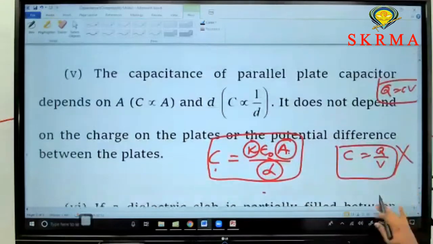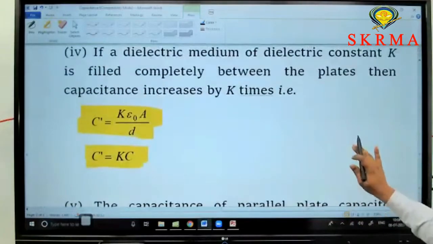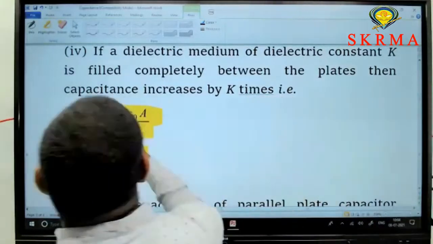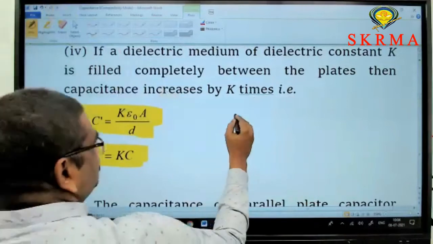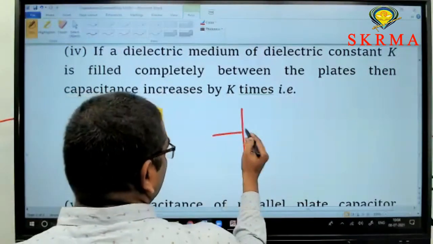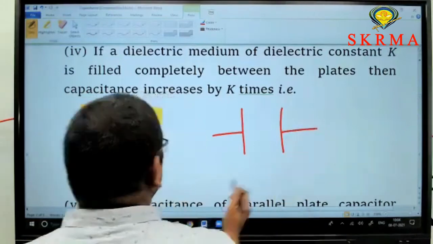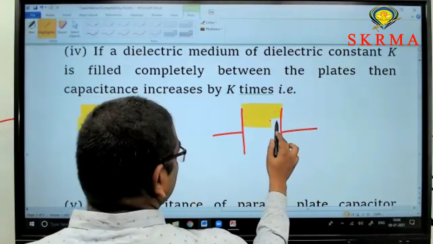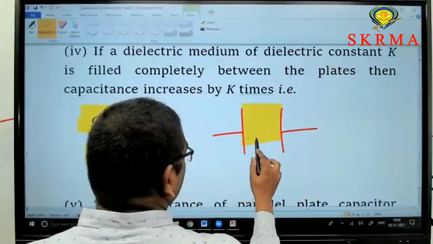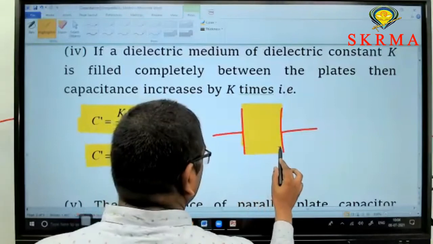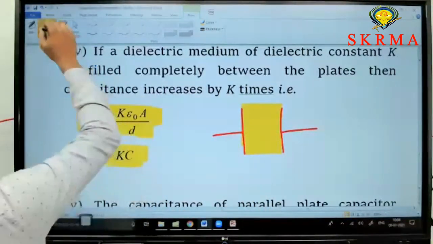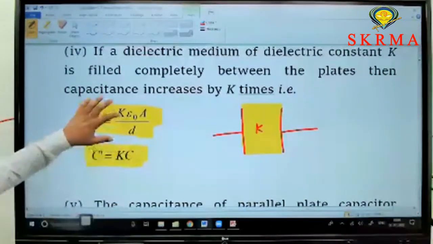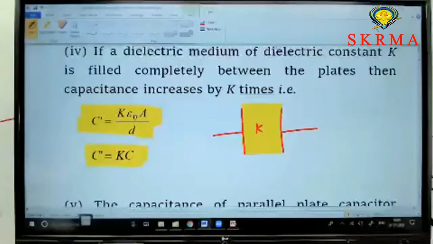So here, if it is completely filled, what is the formula for a capacitance? K into epsilon naught A by D. So how do you fill this one? Here two plates are there. Assume that this is one capacitor plate, and this is another capacitor plate. We are filling one dielectric between these plates completely. If you fill completely with a dielectric of constant K, then what is the formula? K into epsilon naught A by D is the formula.